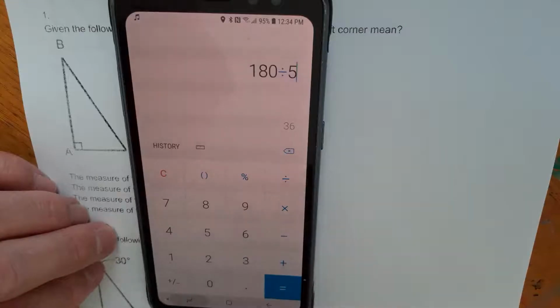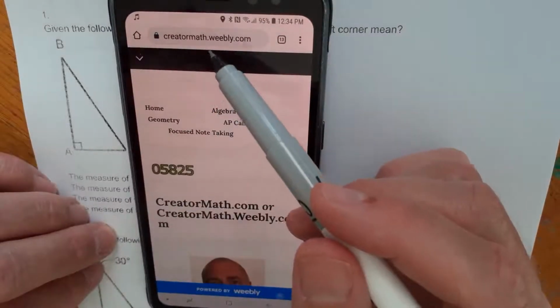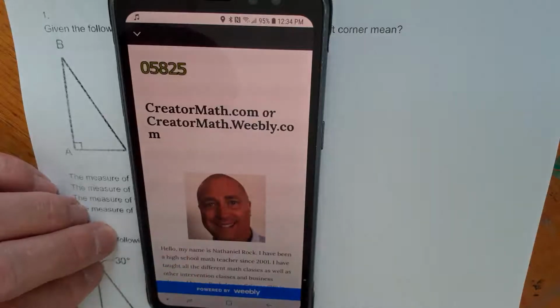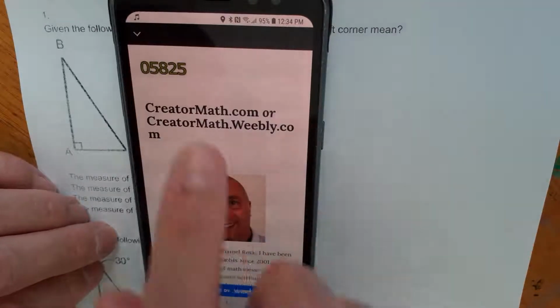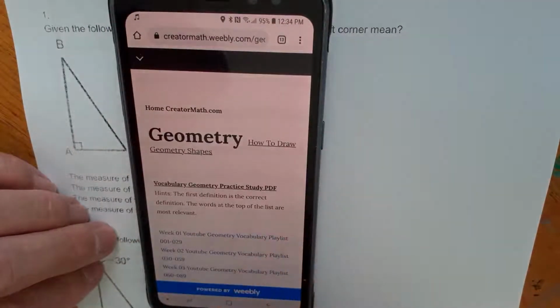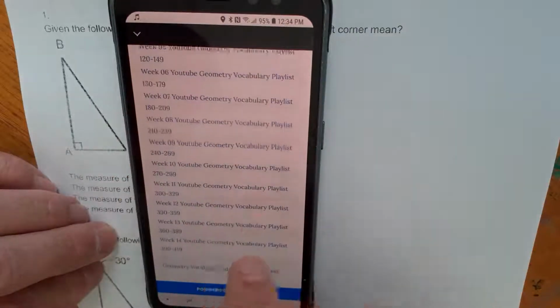If we go like this, home. Here's what the website is, CreatorMath.weebly.com. This is what the home page looks like. All of the composition book information and directions are on this home page. We're going to click over to Geometry where the notes are, the videos, the problem sets, the vocab. This is vocabulary right here. We're going to go by that.